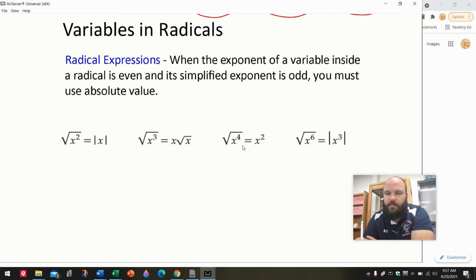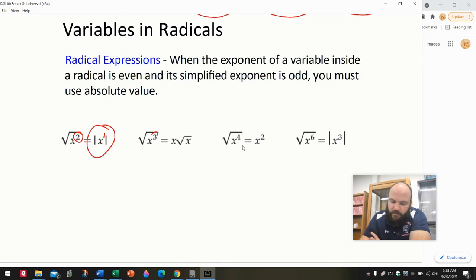So here's a couple of examples of what I'm speaking of here. If you look at this square root right here, you can see that the exponent inside has a 2. That number is even. When it is simplified by the radical, which I'll go over why that happens, it does turn into x to the first power, which is odd. So we went from having a 2 to a 1. So it went from being even to being odd. When that happens, you must put a set of absolute values around the variable that was simplified.